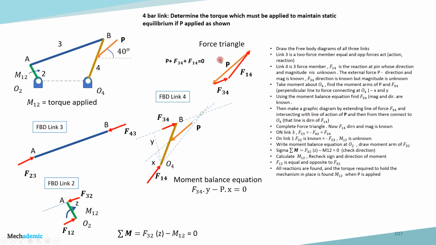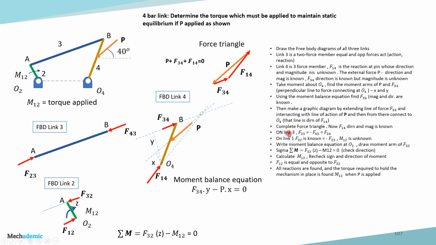Then we can create this force triangle. We have P and we have F34. Now the enclosing vector will be F14. If we close this vector polygon with F14, we will get the magnitude of F14 as well. So all the three vectors in link 4 will be known.